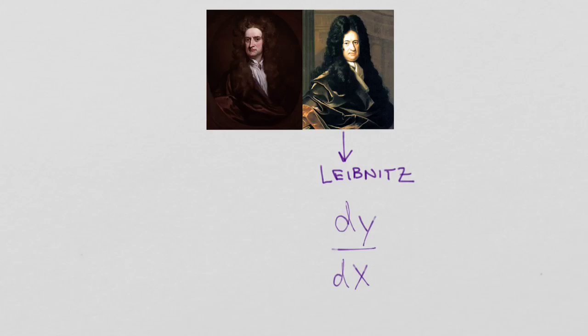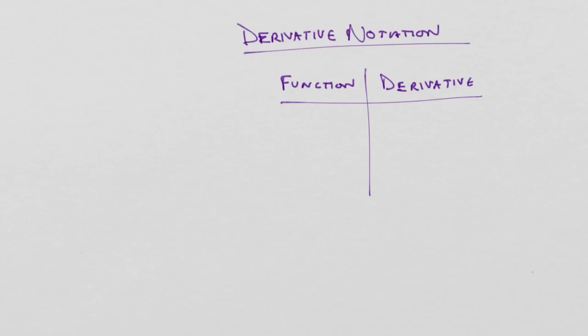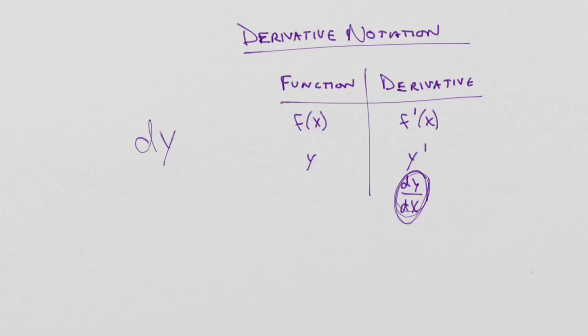Let me explain a little bit more about what this thing actually is, because this is going to be the key to unlock the door of implicit differentiation. We've already talked about the fact that if you have a function f of x, its derivative is f prime of x. If you have a function y, its derivative is y prime, or dy dx. We've mentioned this, but we haven't actually unpacked this. So let's take a step back.